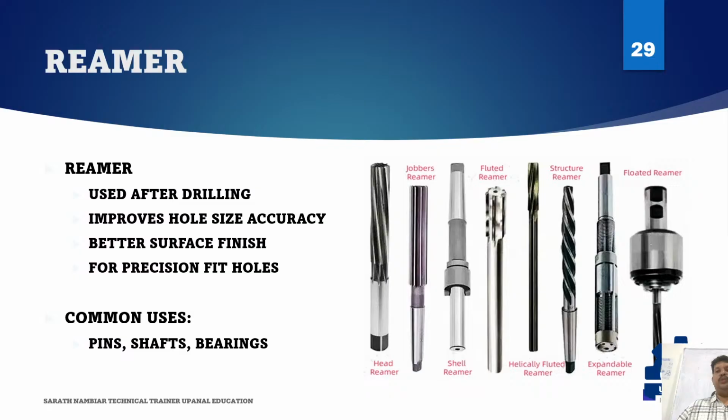Usually, a slightly undersized hole is drilled first, then the reamer passes through it and removes a small amount of material. Its purpose is not heavy cutting, its purpose is accuracy. It improves the diameter consistency, the roundness, and the surface finish. This is common for dowel pin holes, bearing fits, locating holes, or precision assembly parts. So drilling makes the hole, reaming perfects the hole. So when accuracy is more important than speed, the reamer becomes valuable.